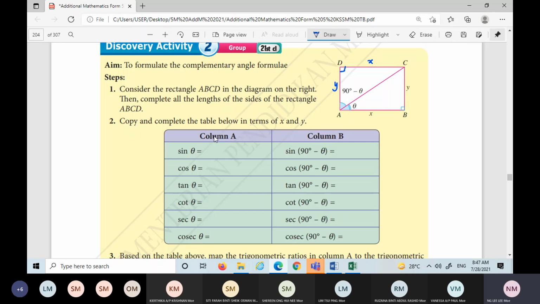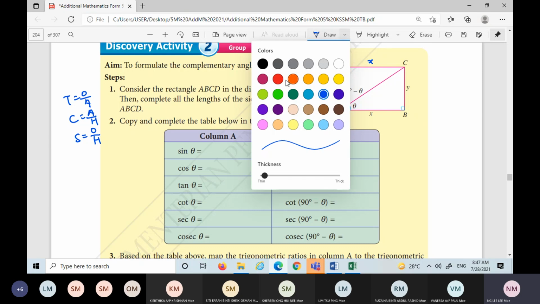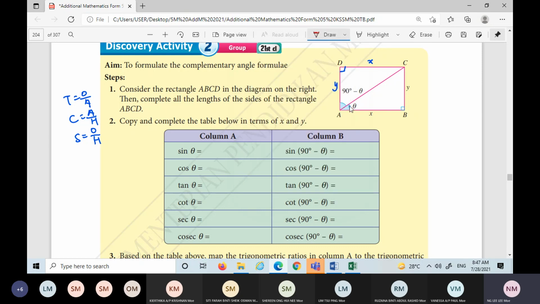Sine theta. I do the first one for you. Theta is here. I will also help you identify where the O, A, and H are. This is the angle theta. Opposite the angle is the O. Opposite the right angle is the H.